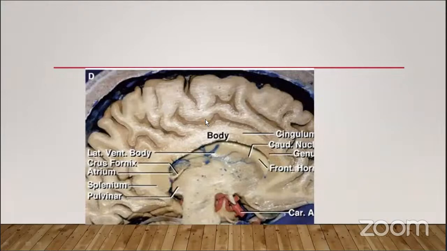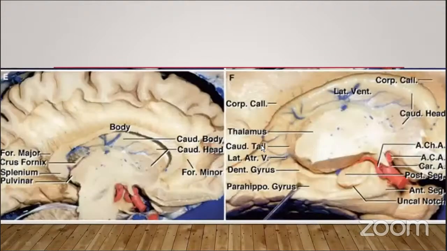Okay. In this picture, the deep dissection has been done by the author, and he's going deep to show the relationship of the frontal horn with respect to the frontal lobe. We can see that most of the frontal horn and the body of the ventricle is actually located in relation to the frontal lobe. Also, the cingulum can be appreciated more clearly over here.